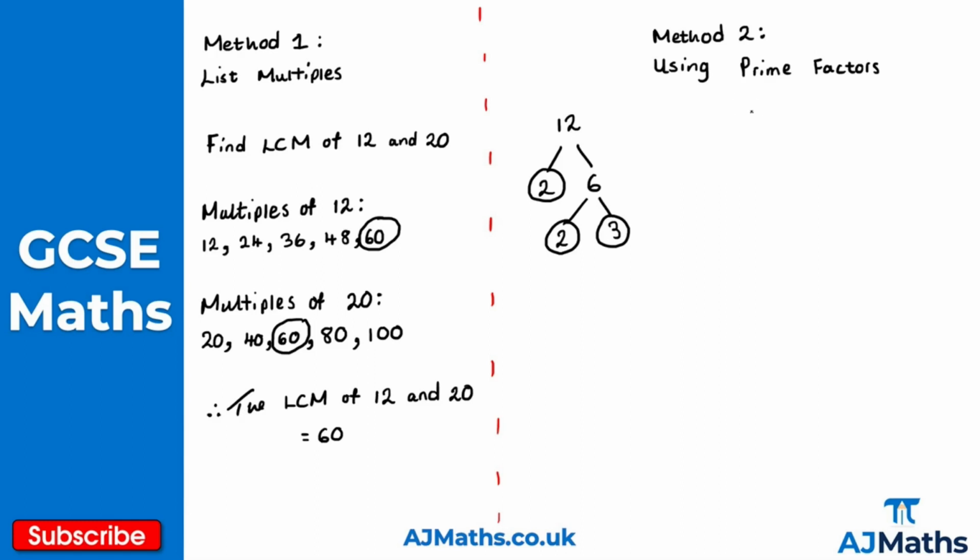Taking a look now at 20. 2 more branches from 20. I'm going to do 2 and 10. Obviously 2 is a prime number, so we circle 2. 2 more branches now from 10 because 10 is not prime. I get 2 and 5, both of which are prime, so we circle both of those. What we've got now is the prime factors for 12 and 20. So now I'm going to write 12 and 20 as a product of their prime factors. 12 is equal to 2 times 2 times 3.